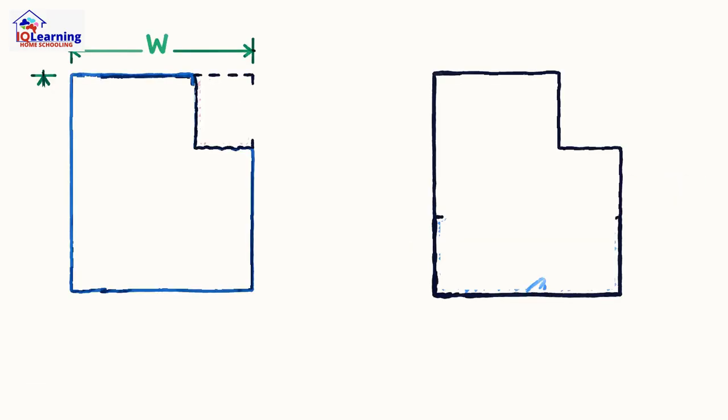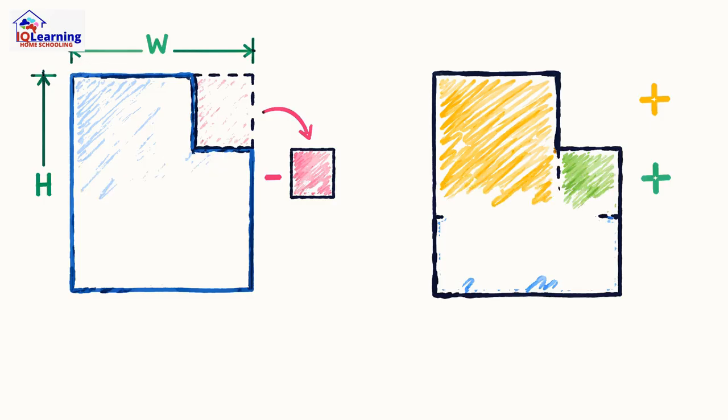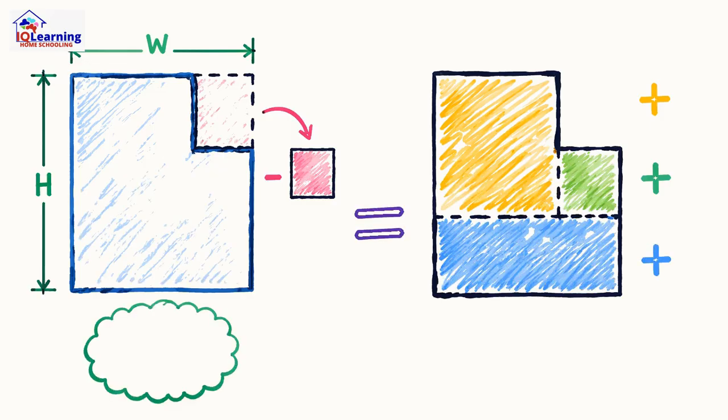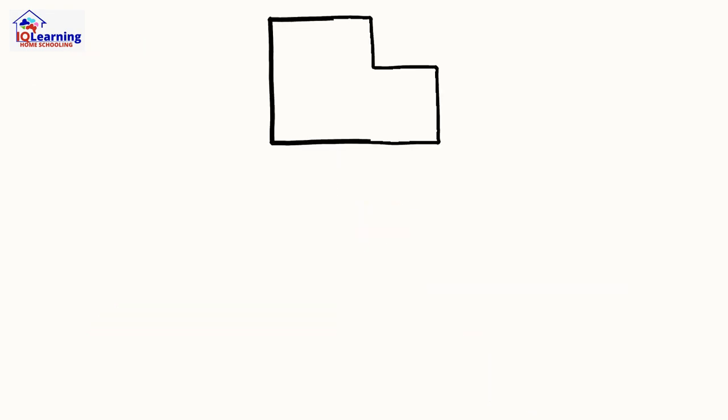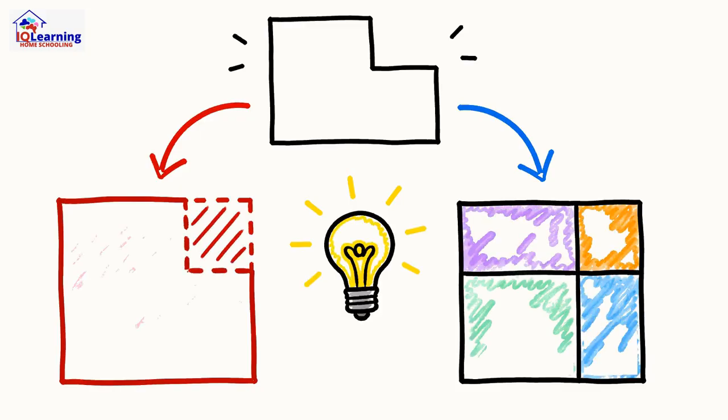So, which path do you choose? If the outer boundary measurements are given, subtraction is often faster. If the inner pieces are all labeled, addition is your friend. Either way, the answer will be the same. Complex shapes aren't so intimidating after all. You just need to know whether to build them up or break them down.